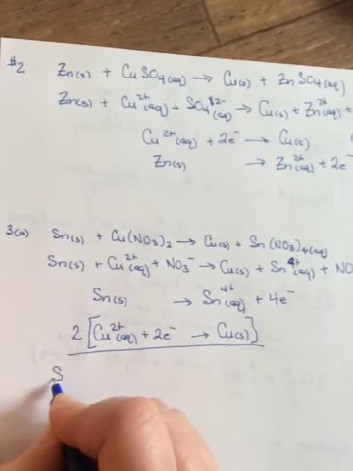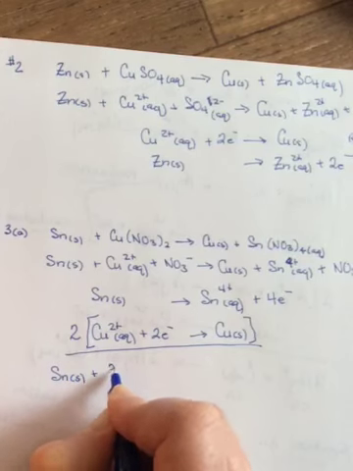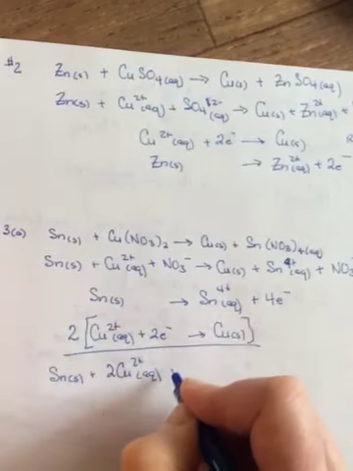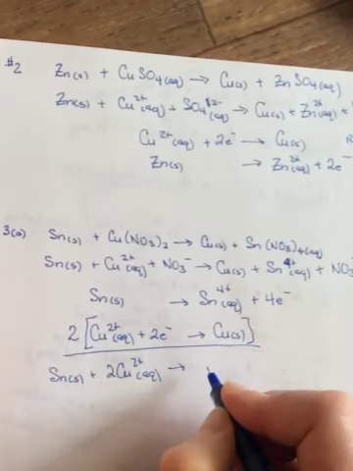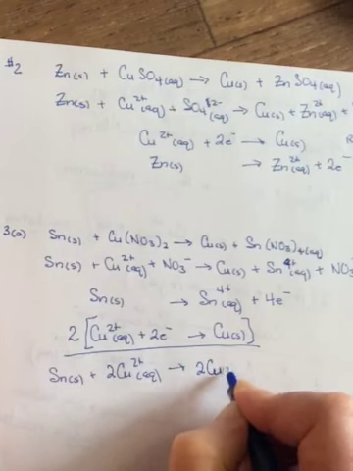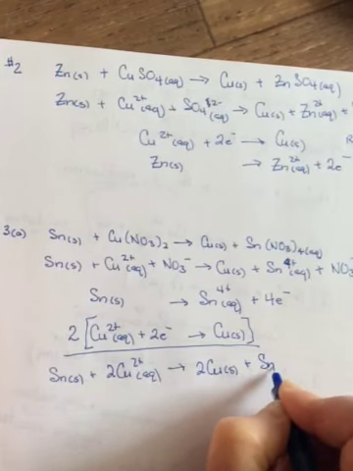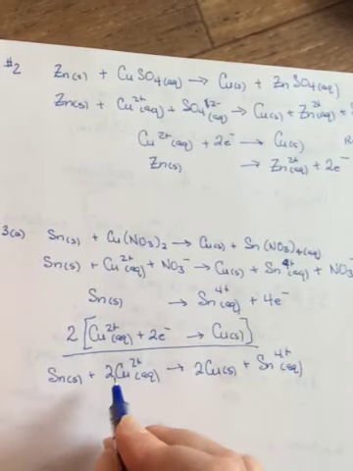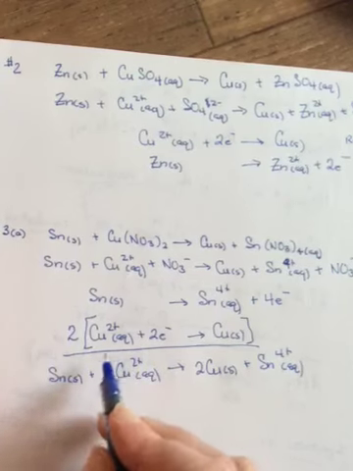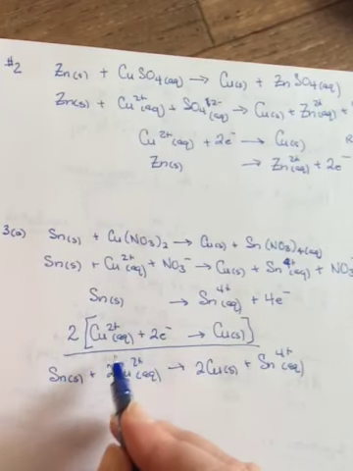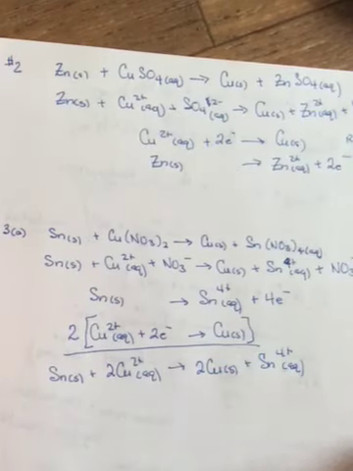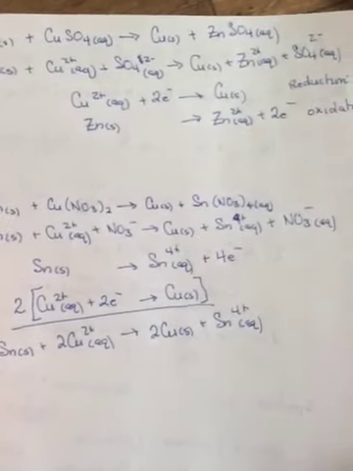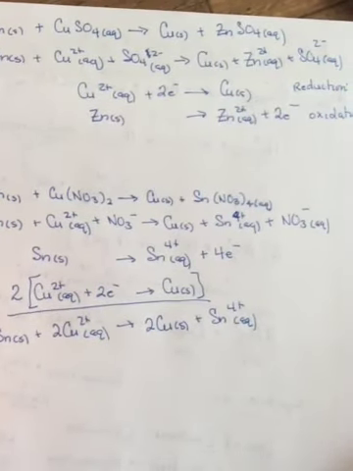So I will have Sn solid plus 2 Cu2 positive aqueous, 4 electrons, but it's going to balance out the 4 on the other side. And then I'll have 2 Cu solids plus Sn4 positive aqueous. Do a little check: 1 Sn, 1 Sn, 2 Cus, 2 Cus. Total charge on the reactant side is positive 4, on the product side positive 4. So all is good.